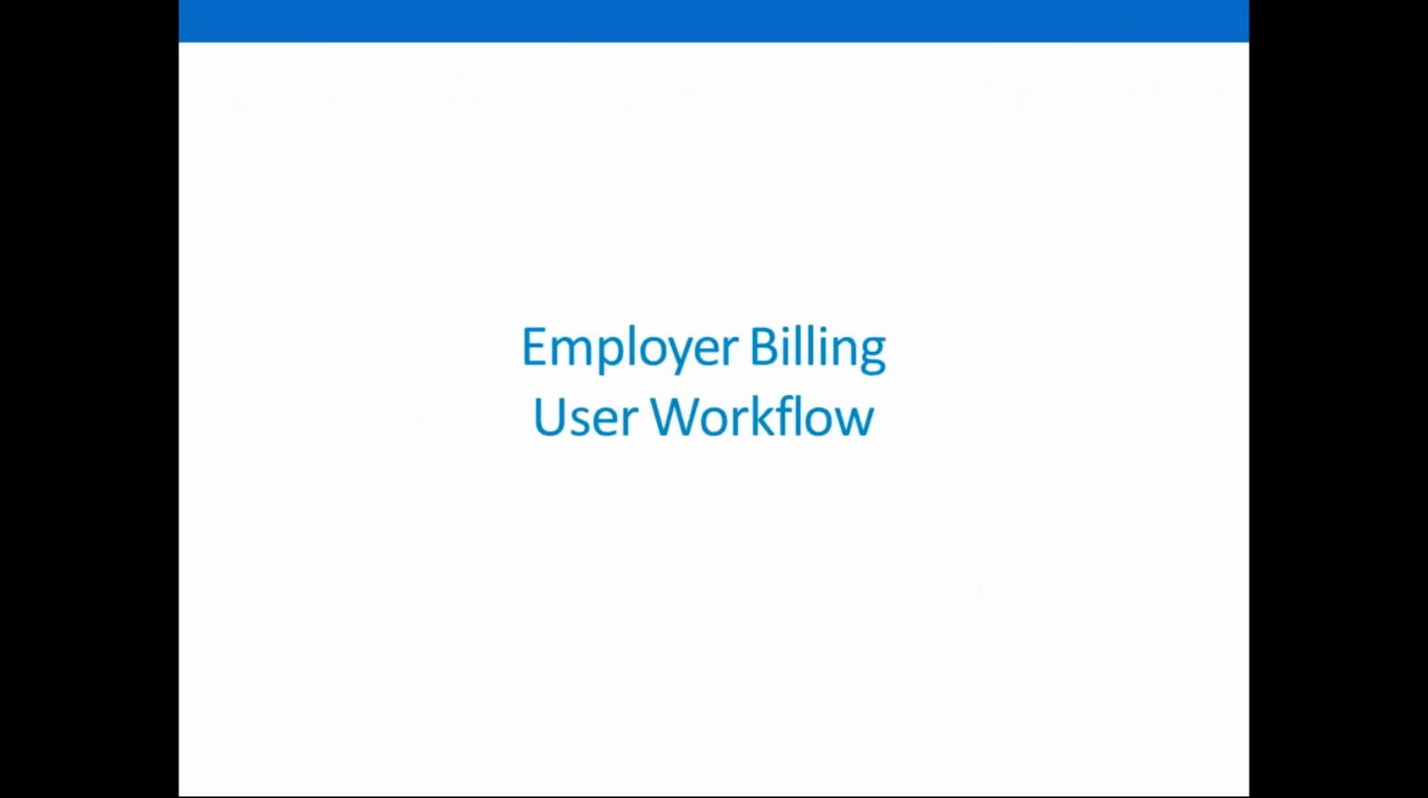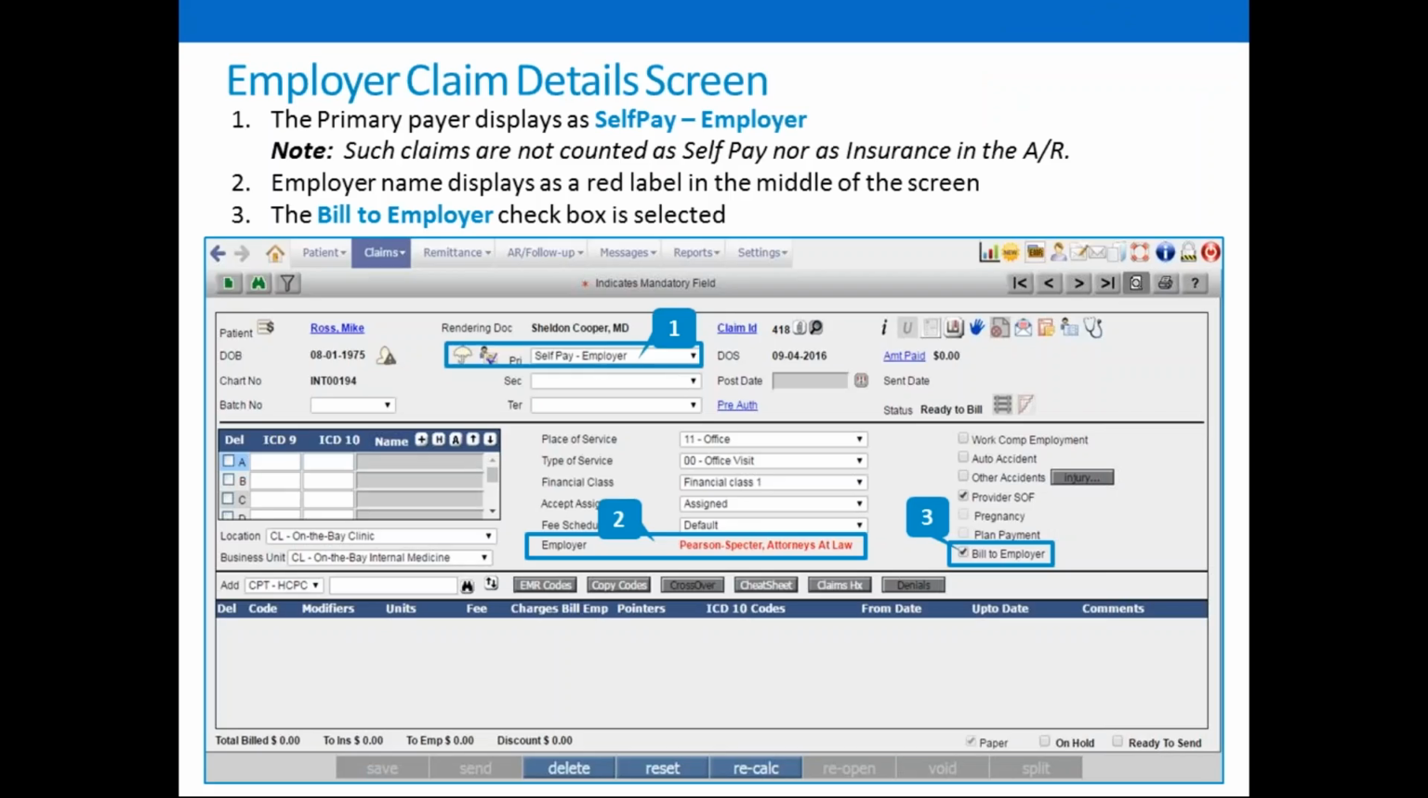So once the employer billing setup is accomplished, we're now going to look at the actual workflow as a biller. On the claim details page, again, you're working the claim mechanically no differently than any other claim. There are 3 indicators here, though, that will visually let you know this is an employer claim.